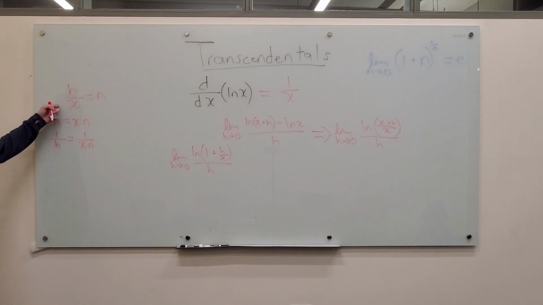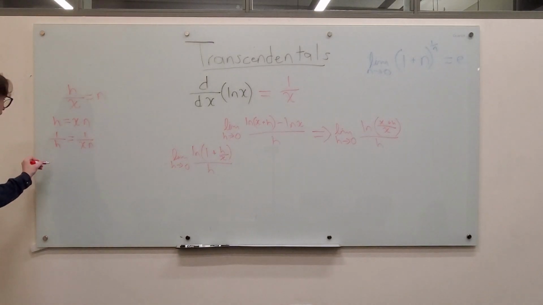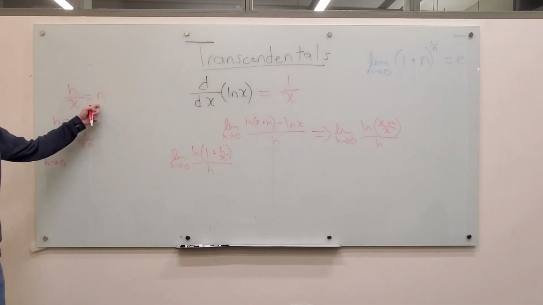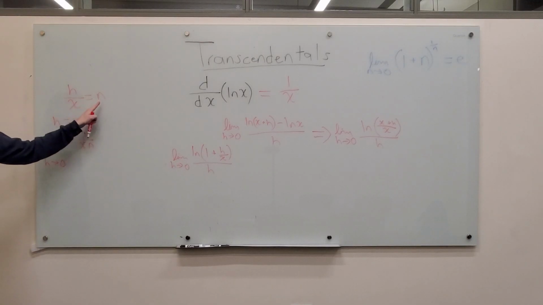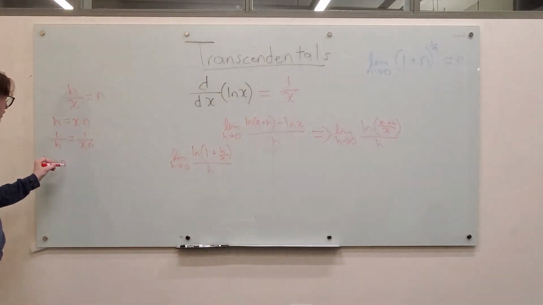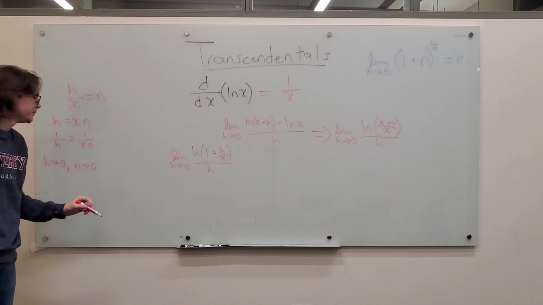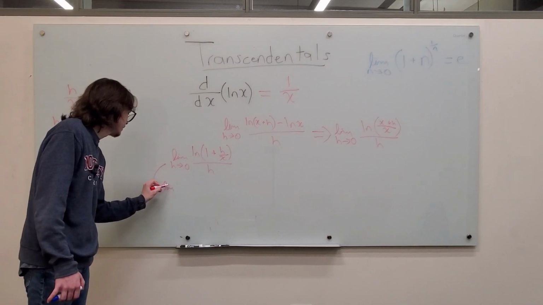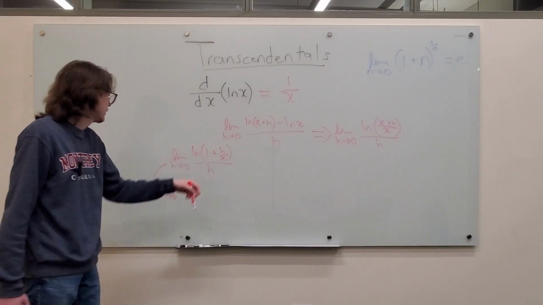And so because we've now got h and x in terms of n, let's remind ourselves that as h goes to 0, because once again we're taking the limit as h goes to 0, what is going to happen to n? Well, as h goes to 0, no matter what x is, n is going to be 0. So as h goes to 0, n also goes to 0. Let's take the limit as n goes to 0.